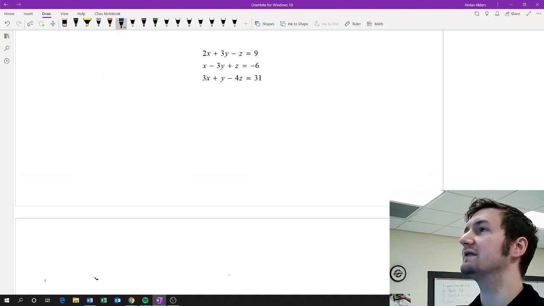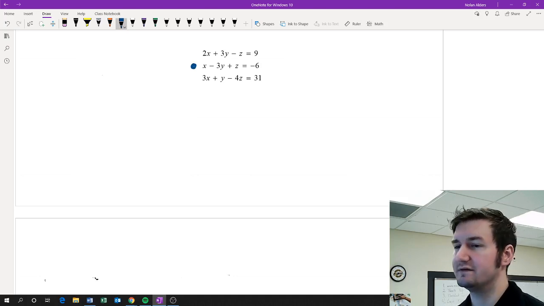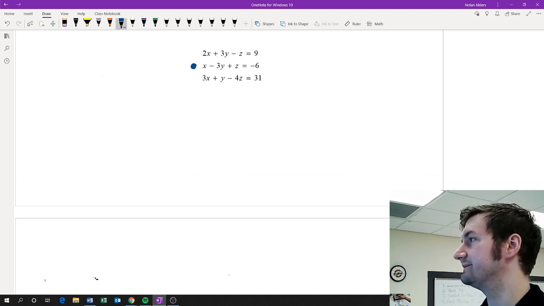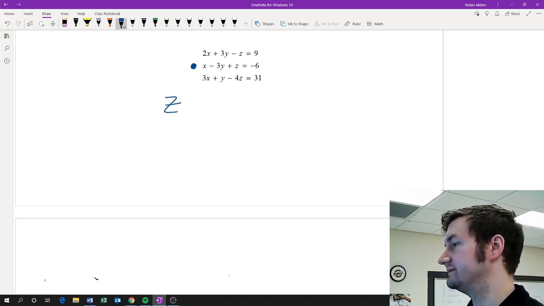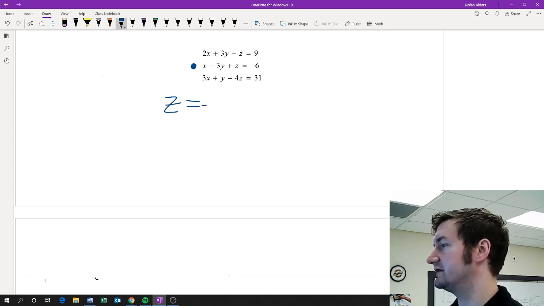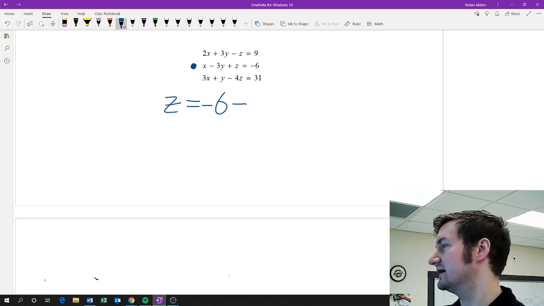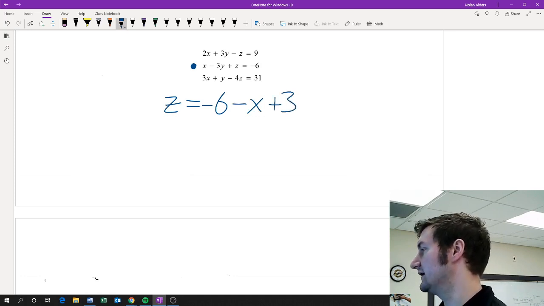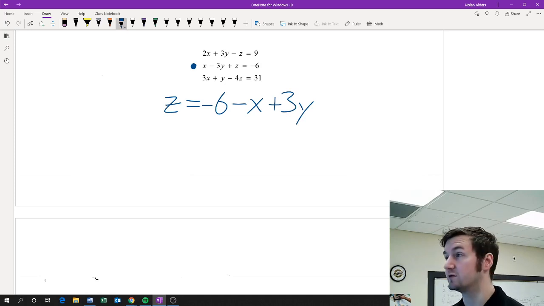I'm going to write the second equation in blue so that we can keep track of that. Second equation in blue. So let's solve that for z. We could subtract or add the other terms over to the other side. So we'll have negative 6 on that side, and then we want to subtract x, because we moved the x over, and then we want to add 3y because we moved the 3y over. And so that equation is solved for z.